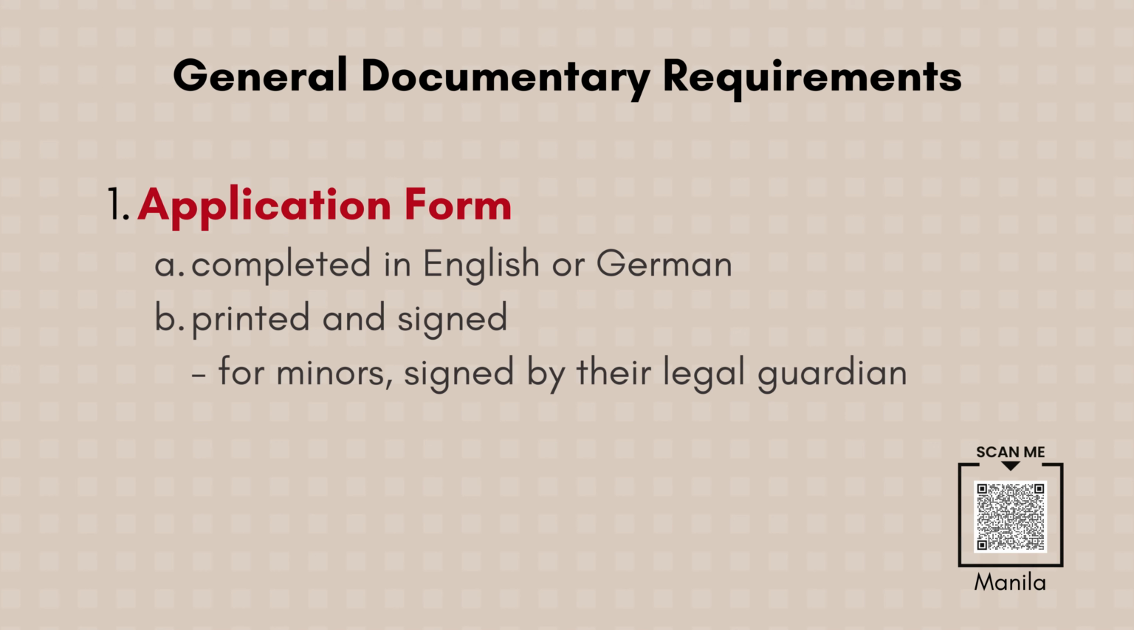The first part is the application form. The application form can be completed in either English or German. It must be printed and signed. And for minors, make sure that the legal guardian signs the form for them. You can scan the QR code here, and it will lead you to the application form. But take note that this is specific for the Philippines.